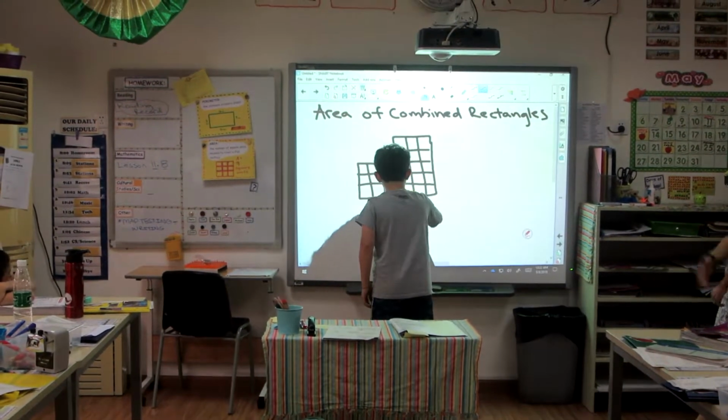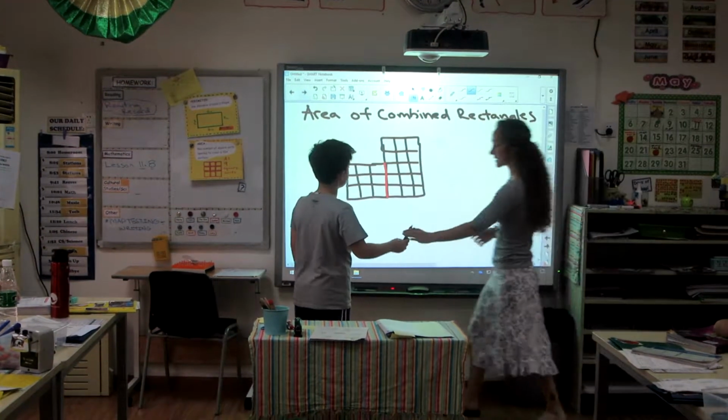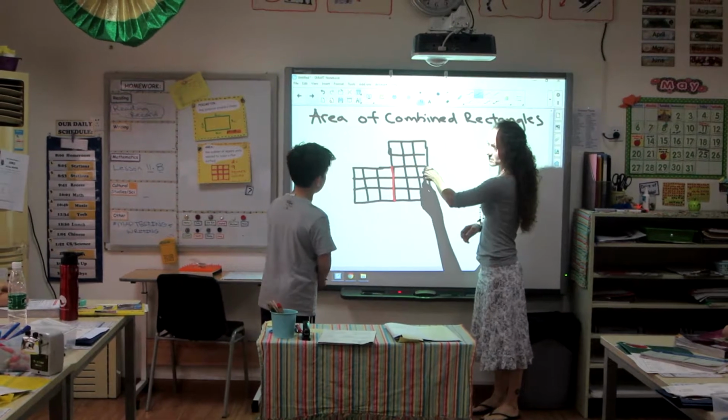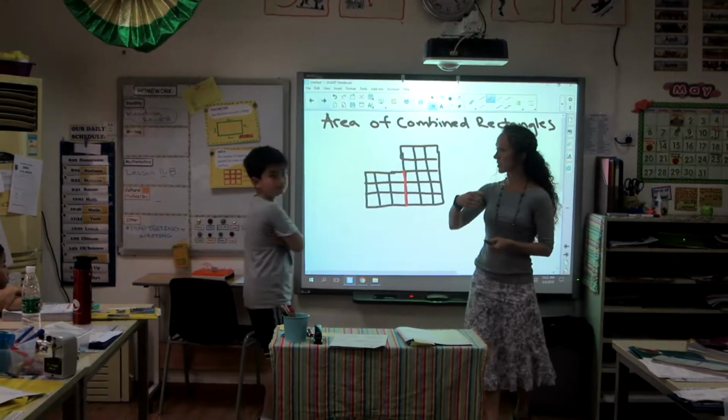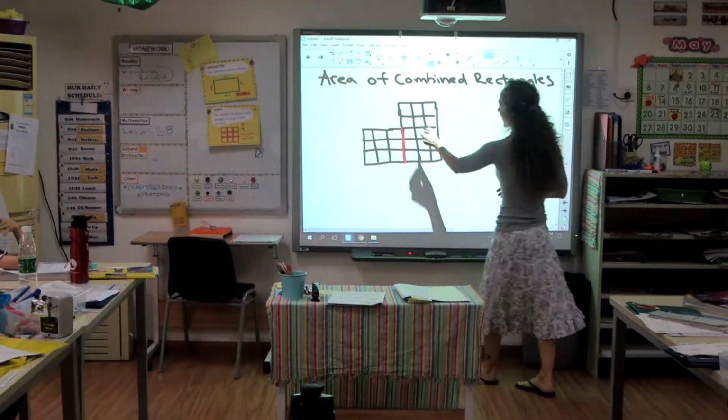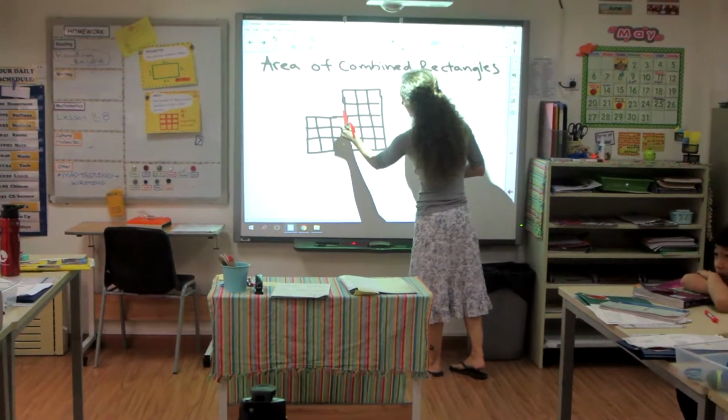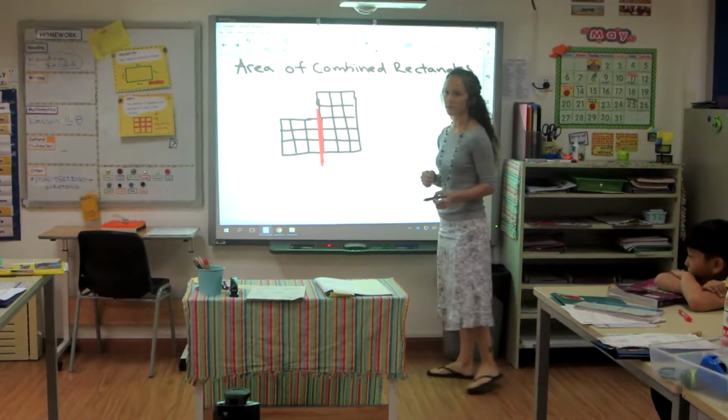In the middle. Very good. Yeah, excellent. We could also draw it here, right? But this is good, so Percy, thank you. You can go sit back down. So we've divided it into 2 shapes. We'll use this as our line. Pretend like we just cut that apart.